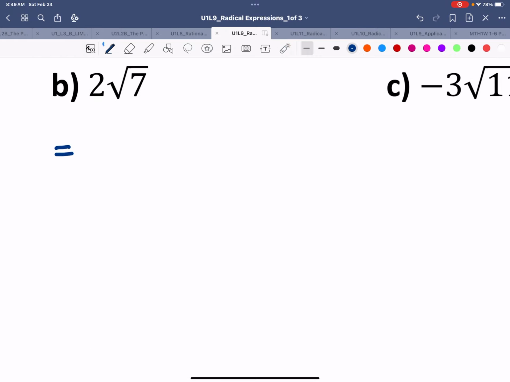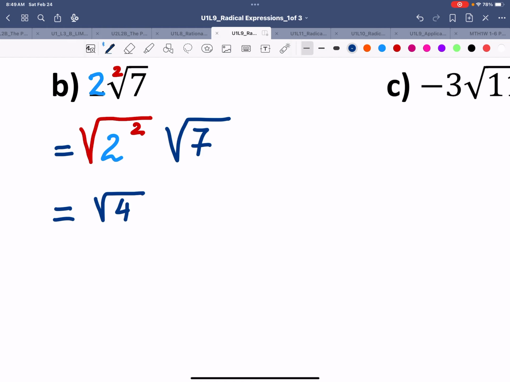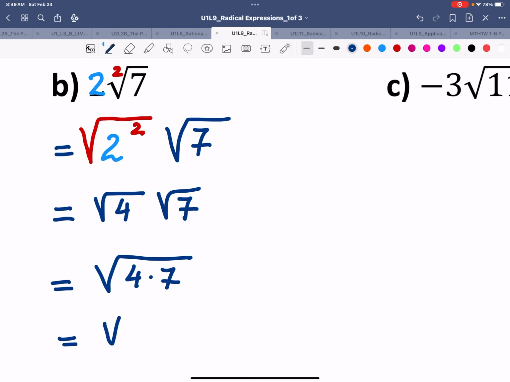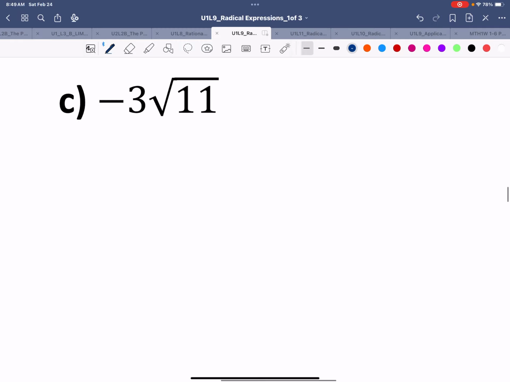So again, identify the index. The index is 2, which means that the number 2 that we see in front of the radical must be brought to the power of 2, and then square rooted, so it maintains the same value. And then we still have the square root of 7. Simplify, so we have the square root of 2 squared, which is 4, times the square root of 7. Now combine into the same radical, 4 times 7, and that would be equal to the square root of 28, an entire radical.